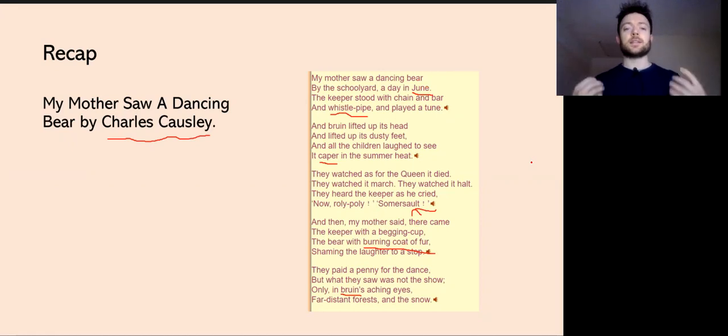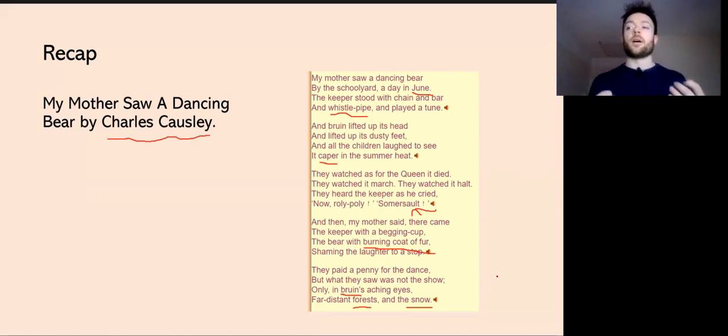It's asking a lot, and we can infer, when we look at this last line, far distant forests and the snow, this allows us to infer, and I'll explain why in question 7, that actually the bear prefers a colder climate, okay? It is saying in aching eyes, what we're essentially asking in question 7 already, but it's saying in its aching eyes that it sees the forest and the snow where it should be, its natural habitat, okay?